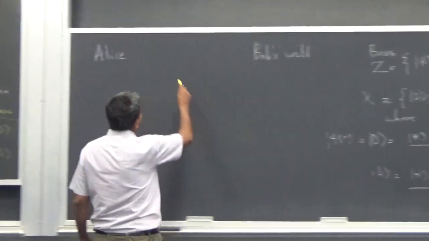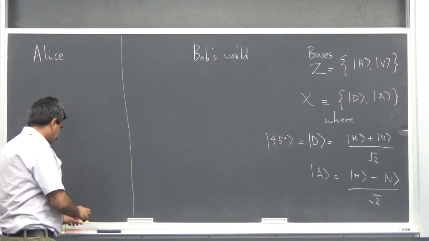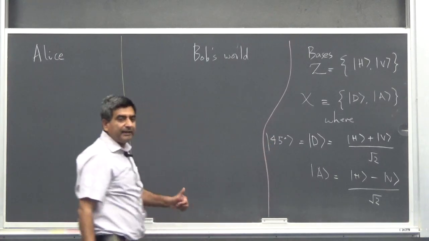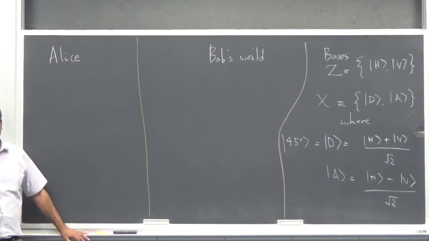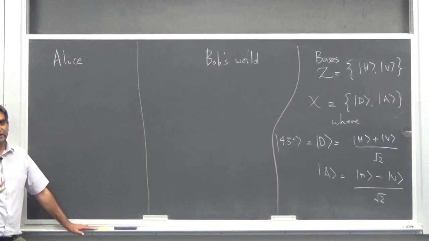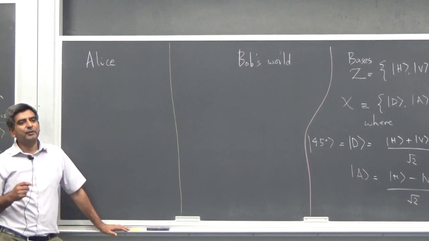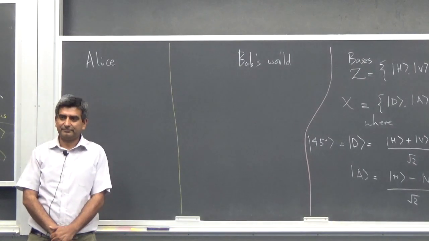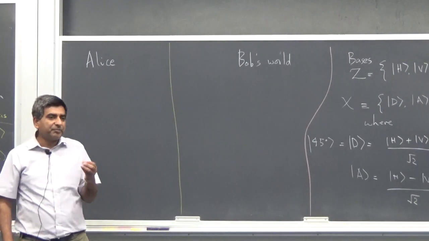So, how does this communication proceed? It proceeds in the following fashion. Alice is the sender of information. Bob is the recipient. But they have to share a key. So what we're going to learn today is how such a key is generated. And it's generated quantum mechanically. Alice prepares a state. Now how does Alice prepare the state?